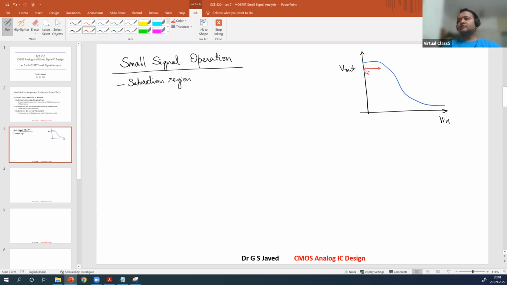cutoff. This is triode. And this is the linear operation. Sorry, this is saturation. My apologies.